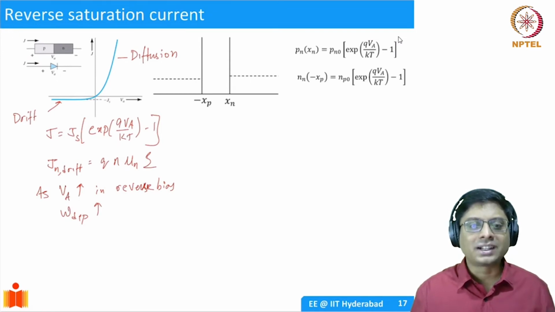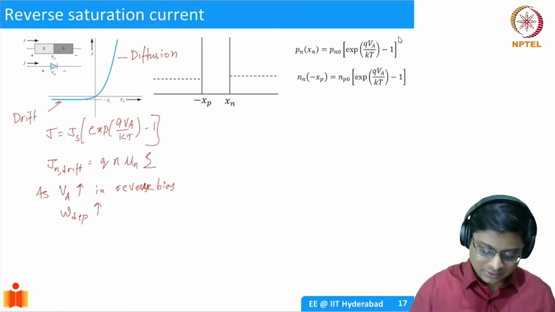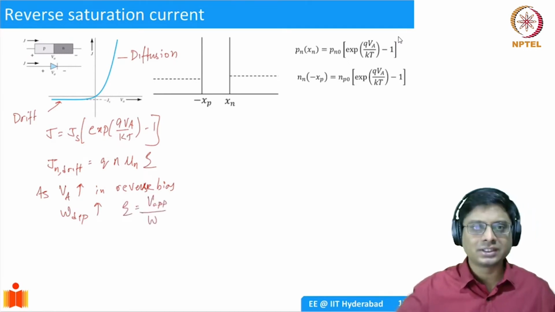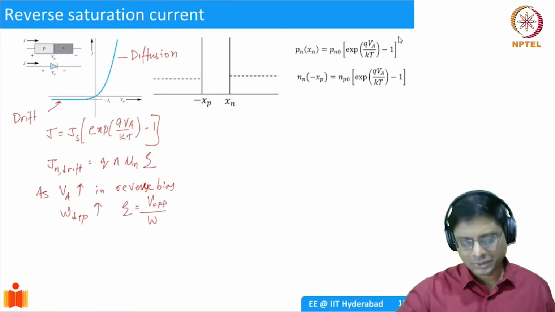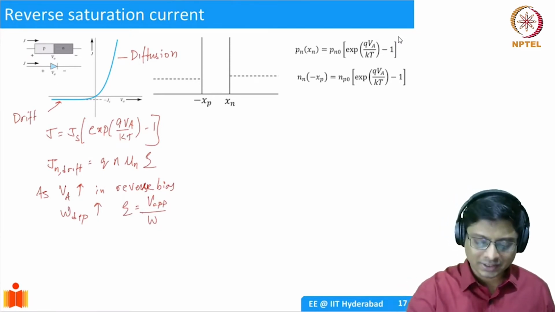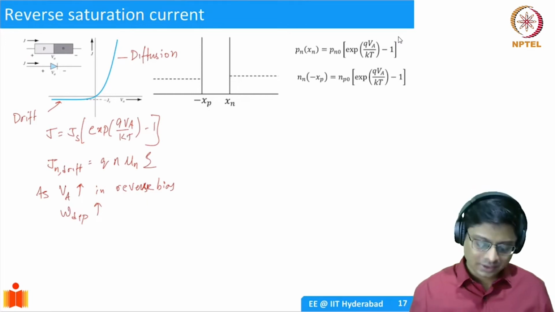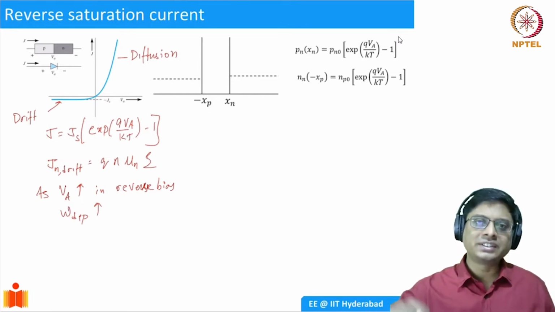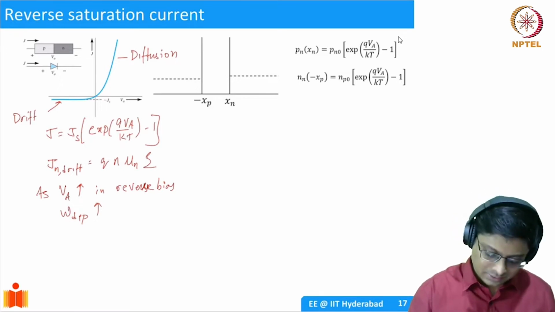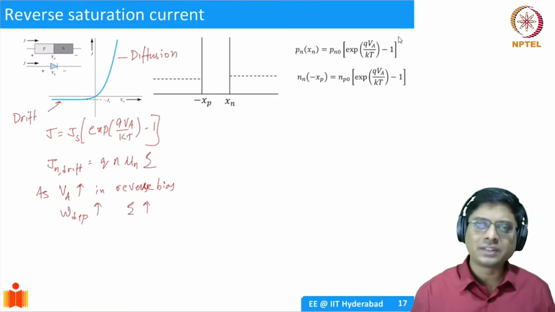And essentially, what is electric field? Electric field is simply V applied divided by the width, right? It's not exactly this because we know the functional form, right? It's an integral. You have to take the charge density and compute the integral, right? So as the width is increasing, the electric field should increase, right? The peak electric field will definitely increase.